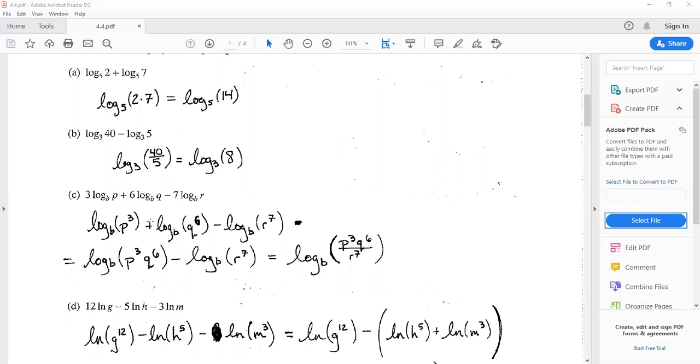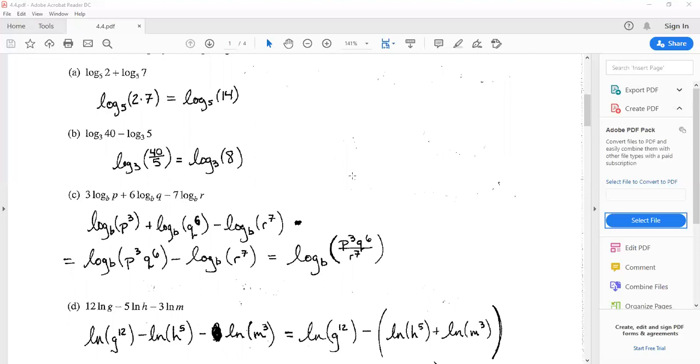And now I see here a sum of two logarithms, so I'm going to use rule 5 to simplify this pair and make them into just one. So I'll have log base b of p cubed times q to the 6th, minus still log base b of r to the 7th. And so to clean it up here, I'll invoke rule number 6 because I see a difference of two logarithms. That can now be the logarithm of the fraction. So this becomes log base b of p cubed times q to the 6th divided by r to the 7th.